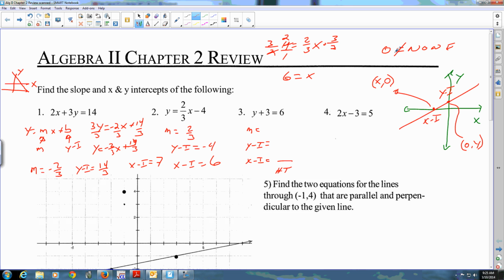0 is an actual answer. None is it doesn't have one. They're not the same. So this doesn't have one. NA, not applicable. Okay? That was Korean for doesn't have one. Okay?